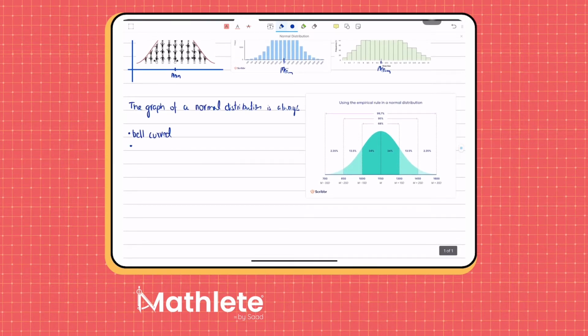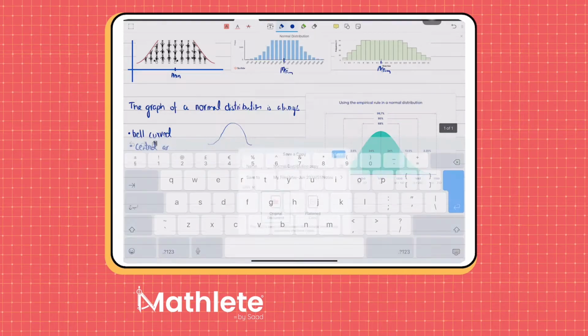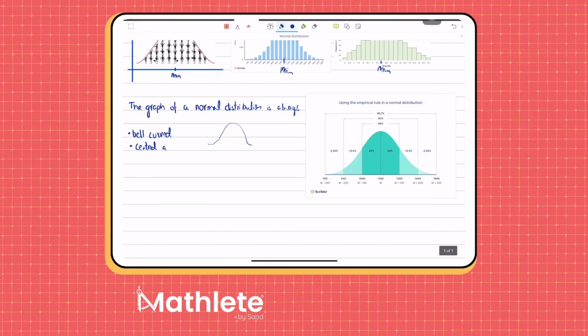The shape, exactly, because they look like a bell. That's why we call them bell curves. Point number 2: they're centered around the mean. That means the mean naturally falls at the center.